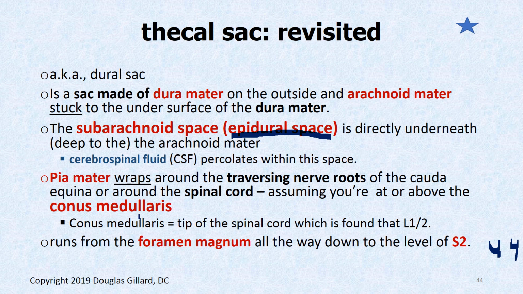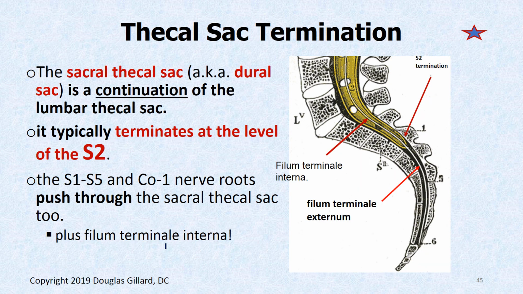The thecal sac goes all the way down to S2. It starts at the foramen magnum. Okay, there's a nice image with all the cauda removed, except for the filum terminale. I left that in there in this image, but you can see how it ends usually about at the level of S2. And you can see holes, right, where the exiting nerve roots have to branch off of it. So you can see that.